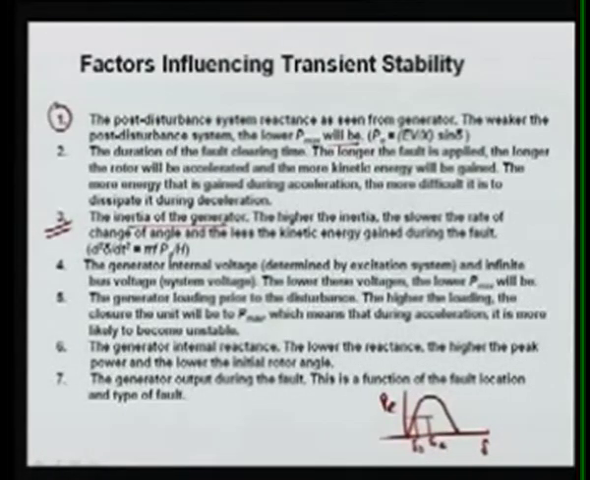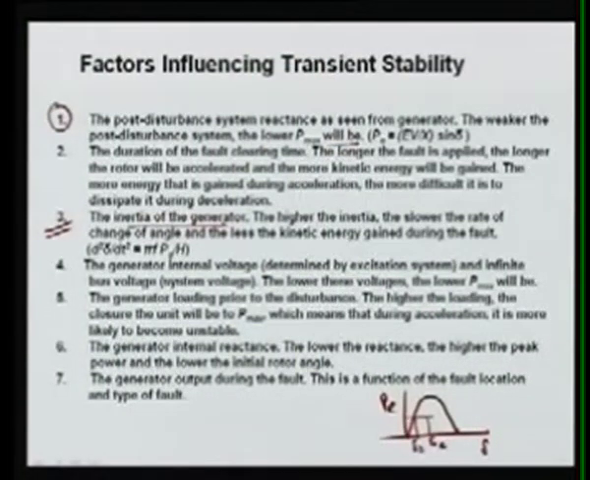Another factor is the inertia, that is H. The inertia of the machine is also very, very important, because the higher the inertia, the lower the rate of change of angle, and the less kinetic energy gained during the fault. You can understand this from this expression, the rate of change of speed divided by H. So if a higher inertia is there, the rate of change of angle is slower. You can see H is higher, your change is slower, which means your system will be more stable. So if the inertia of the system is very high, normally you can say the system is highly stable.